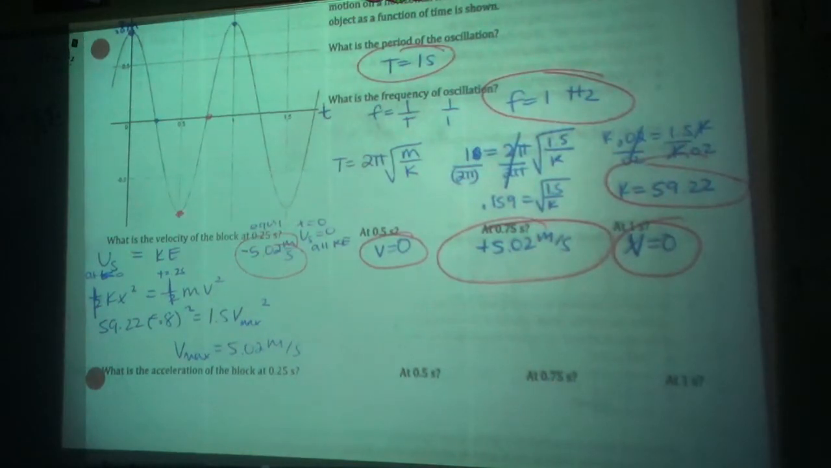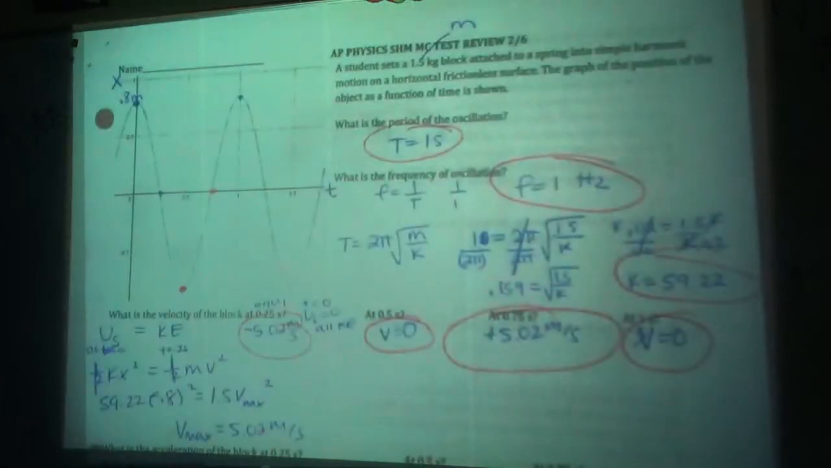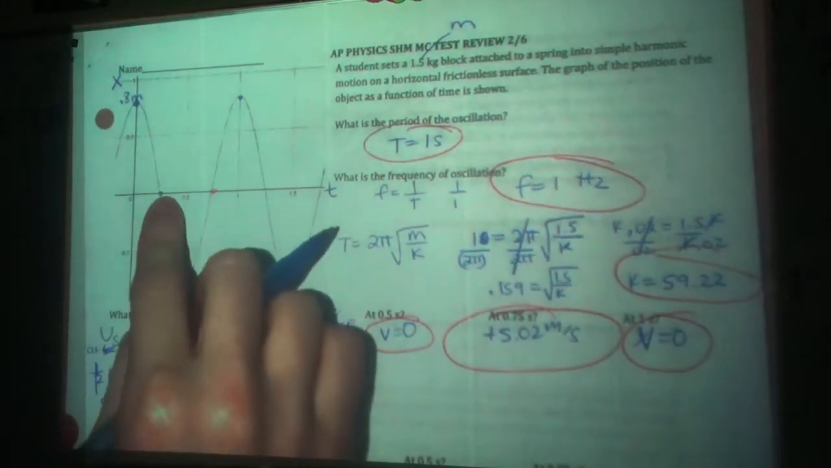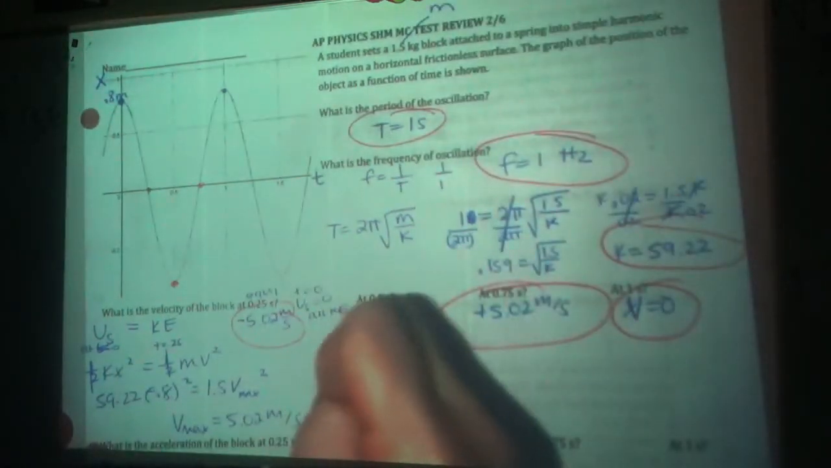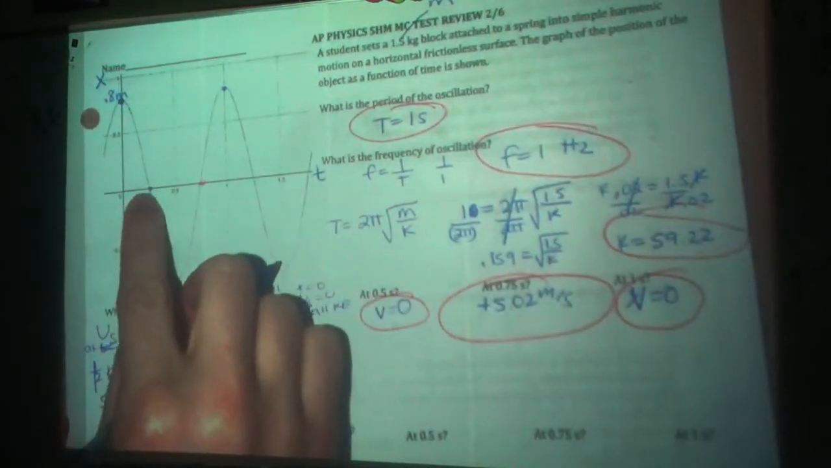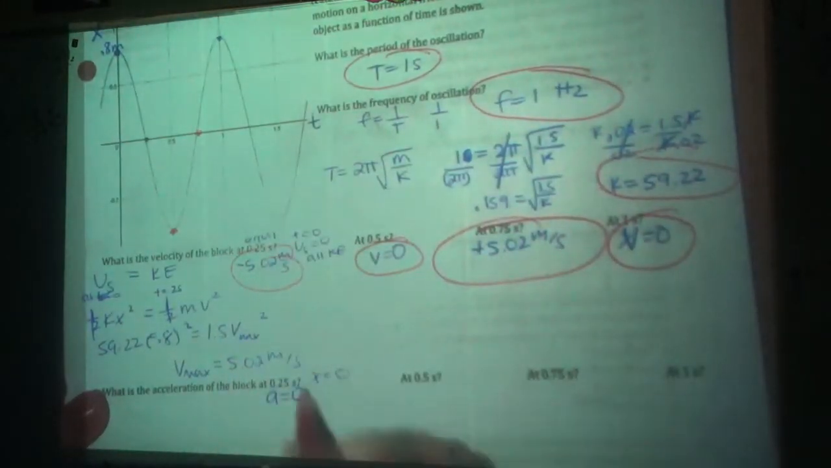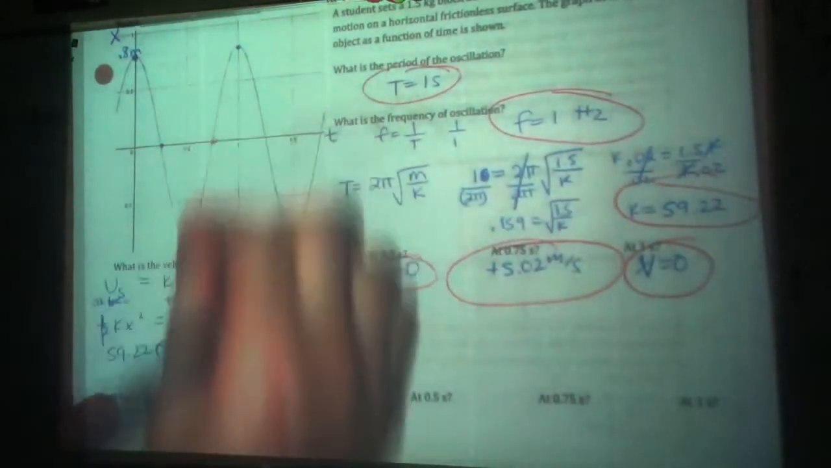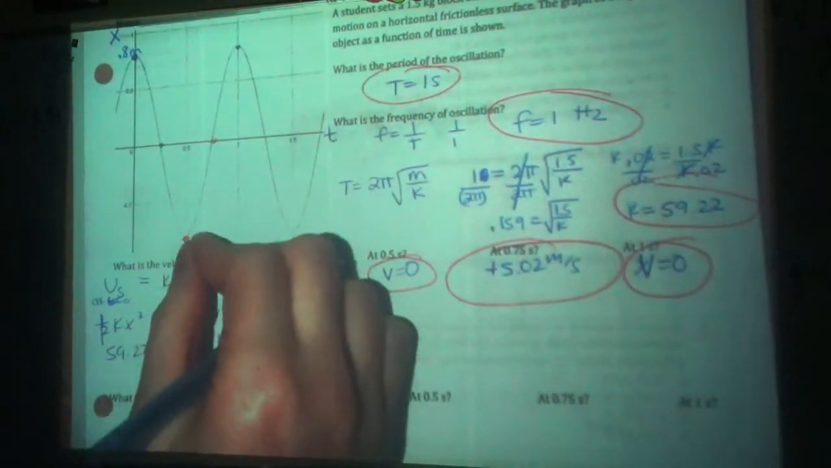Okay, so the next one, we want to know the acceleration at different points. So let's go to 0.25 seconds. At 0.25 seconds, you're at the equilibrium, which is when x equals 0. If you're at equilibrium, your net force is 0, so you have 0 acceleration. Now if I go to 0.5 seconds, that is where I'm the furthest from the equilibrium. I'm going to have the greatest force at this point, which means I'll have the greatest acceleration.